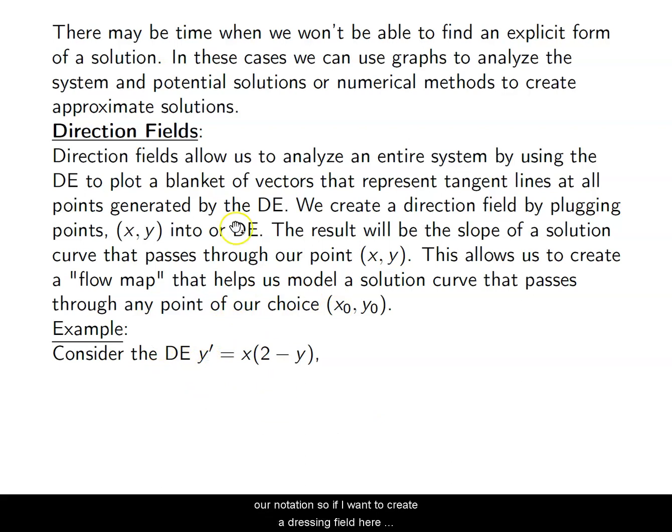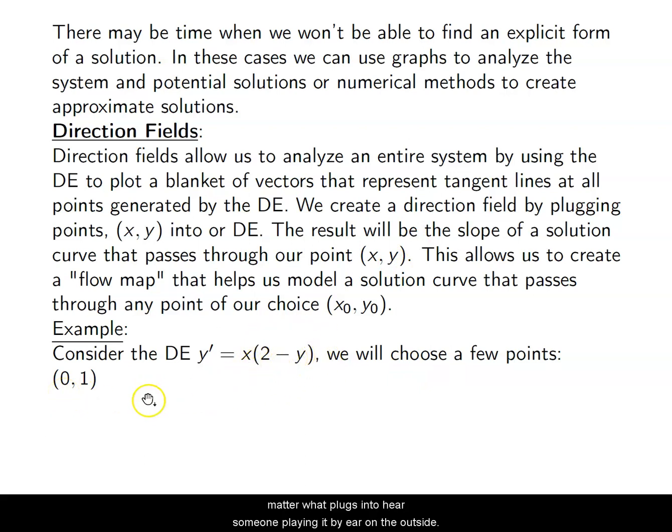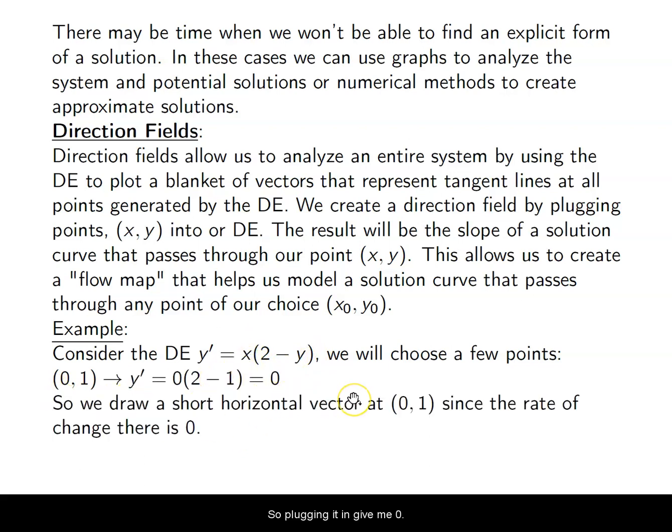Again, I said we're going to go back and forth through our notation. So if I want to create a direction field here, I'm just going to choose several points throughout my Cartesian coordinate system, plug them in, and find the slope or the rate of change at that point. Looking at a couple points, an easy point here, (0, 1). Obviously, that's just going to give me 0, because it doesn't even matter what plugs in here, since I'm multiplying it by 0 on the outside. So we would draw a short horizontal vector, because a slope of 0 is a horizontal vector at (0, 1), since the rate of change here is 0.